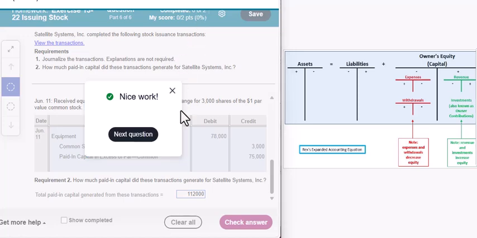And again, this 112,000 represents how much the stockholders have paid into the equity. So basically it represents the investments from the stockholders.